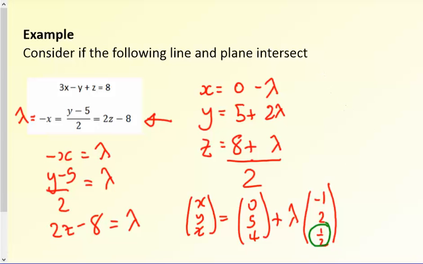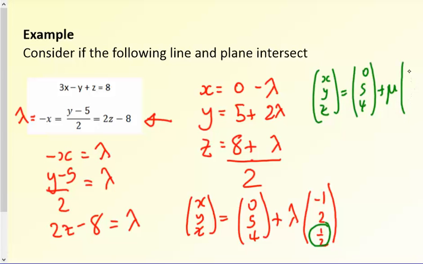So I could rewrite my equation (x, y, z) is equal to (0, 5, 4). Let's change my parameter here so I'm not going to get confused with what I've written. I think it's the same. Let's write that as 2, 4 and 1.